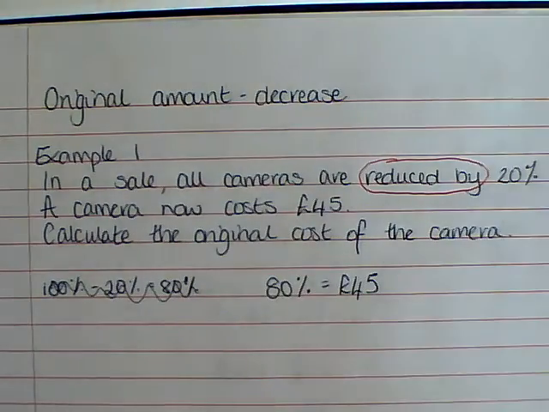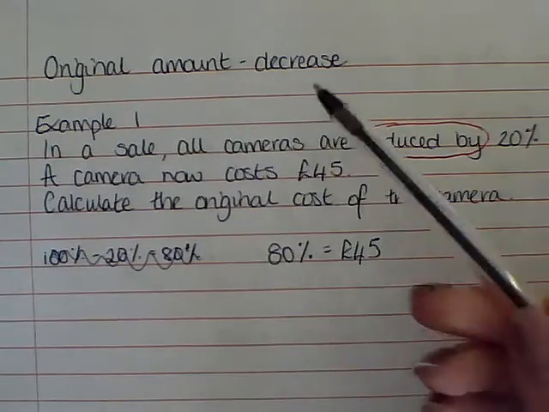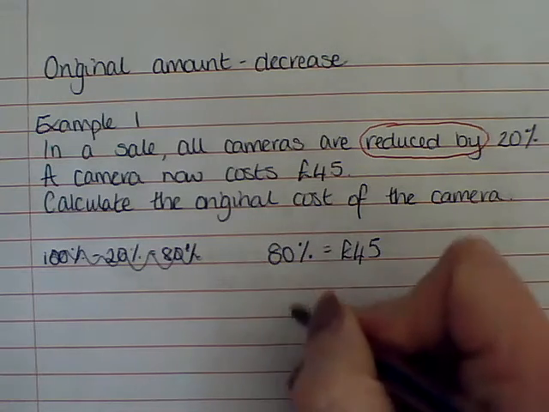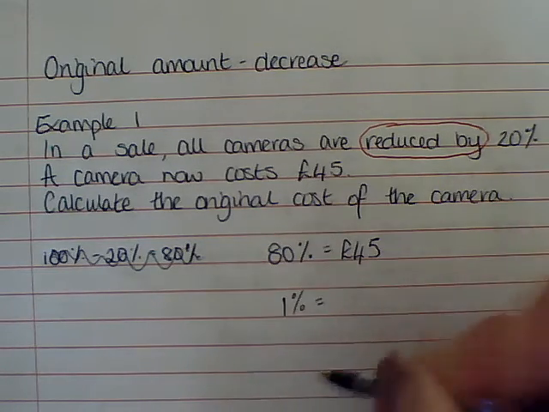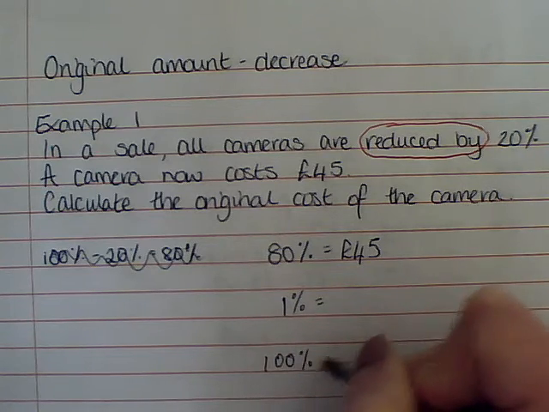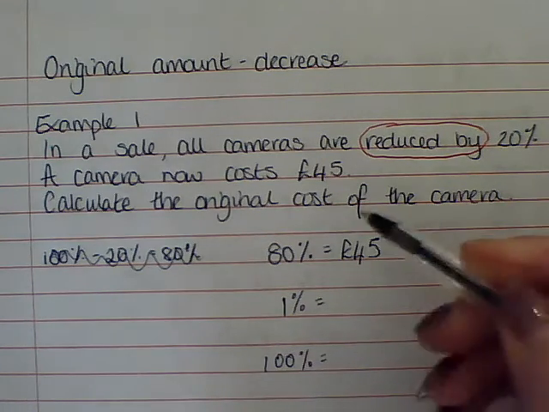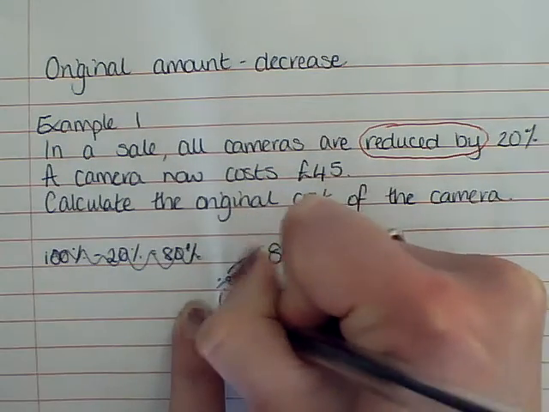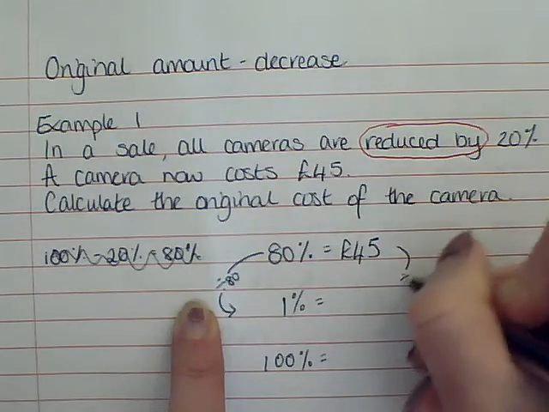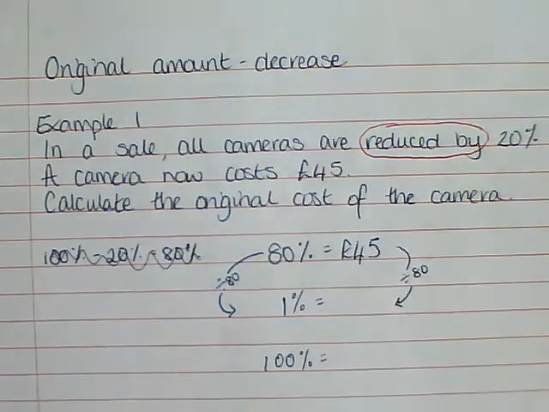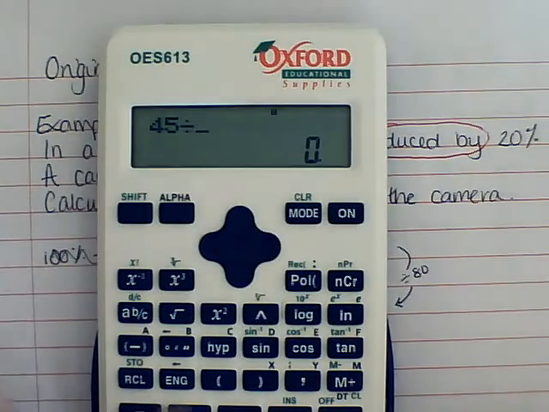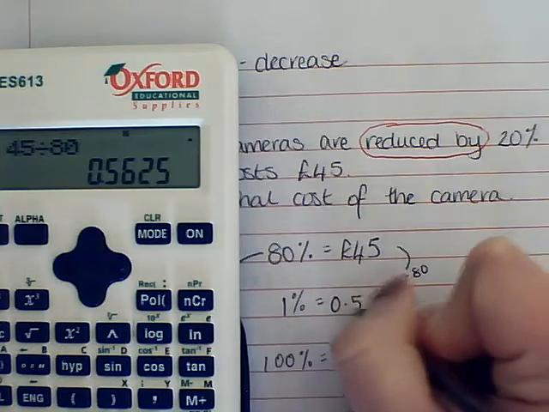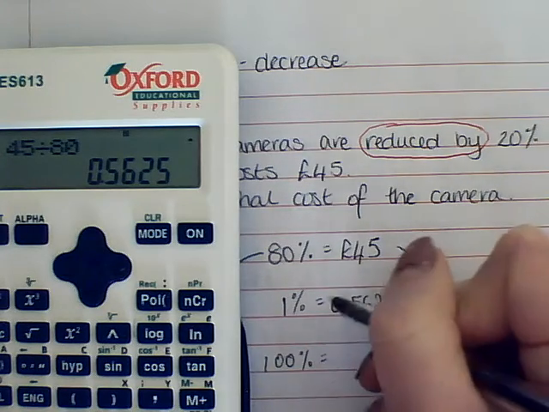Now we want 100%, and it's the exact same as when we've got an increase. It's the same method that we're going to use. We're going to first find 1%, and then we're going to find 100%. So we're going to divide by 80 to get 1%. So 45 divided by 80 is 0.5625, and that's in pounds.